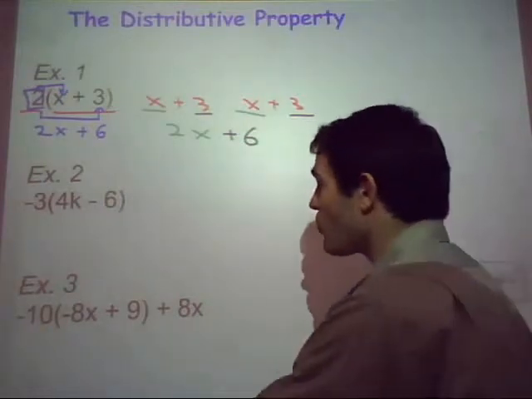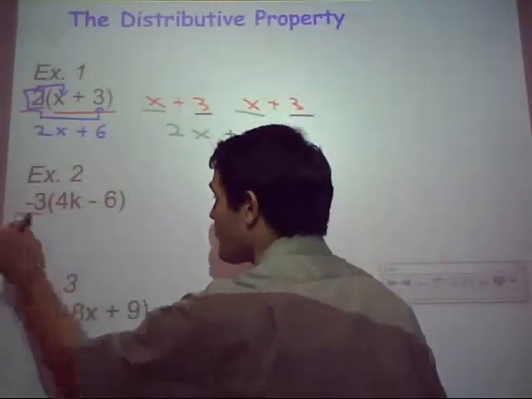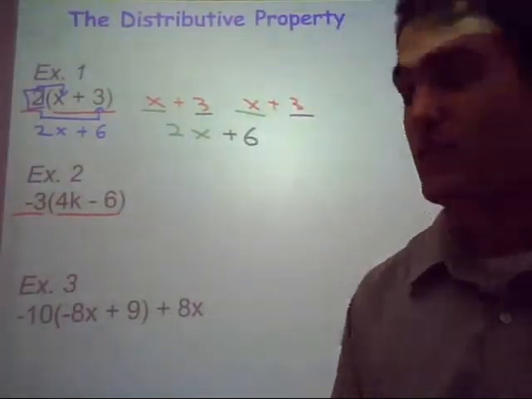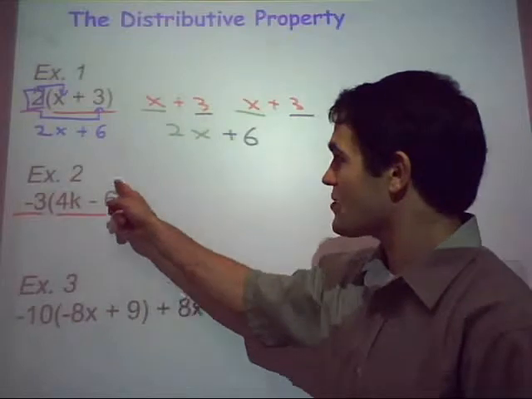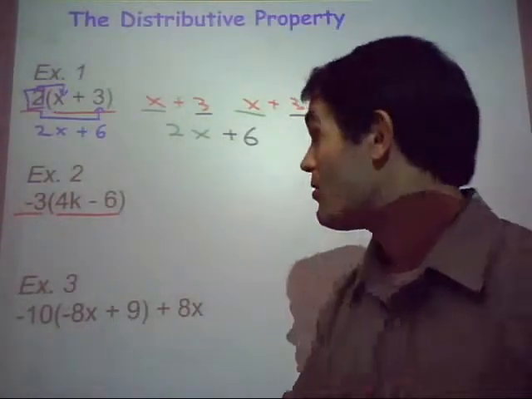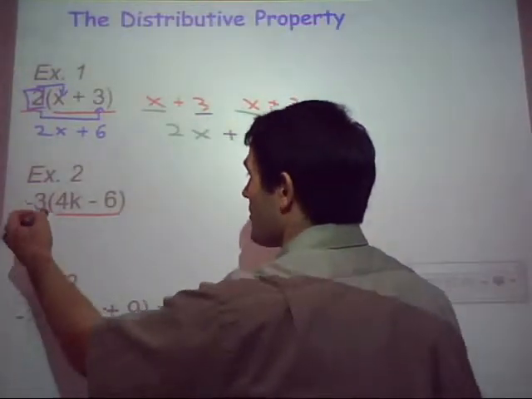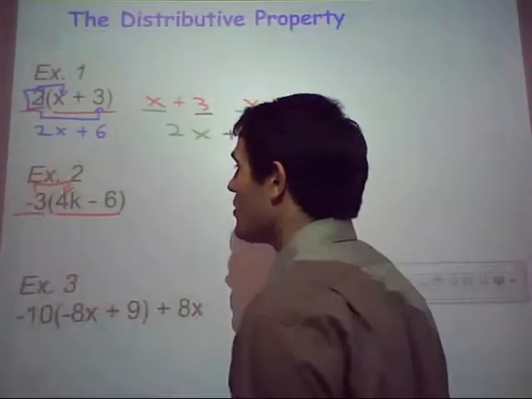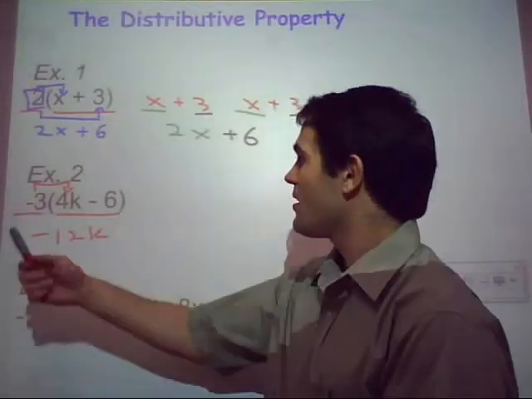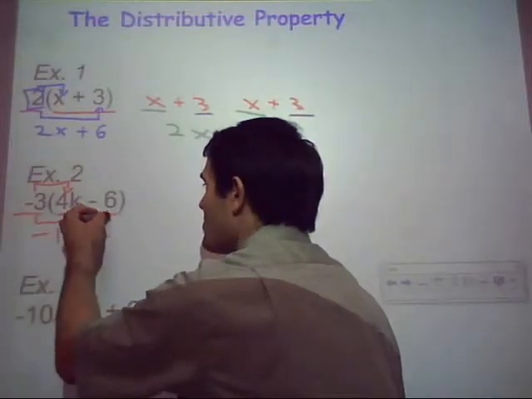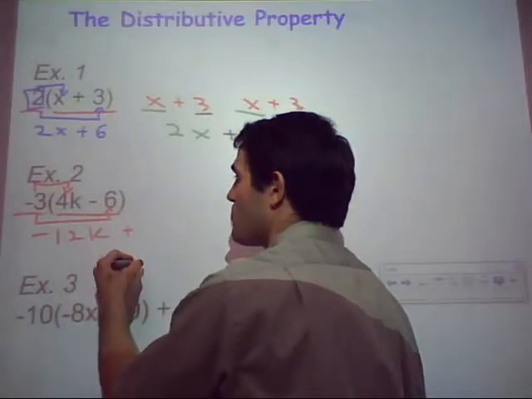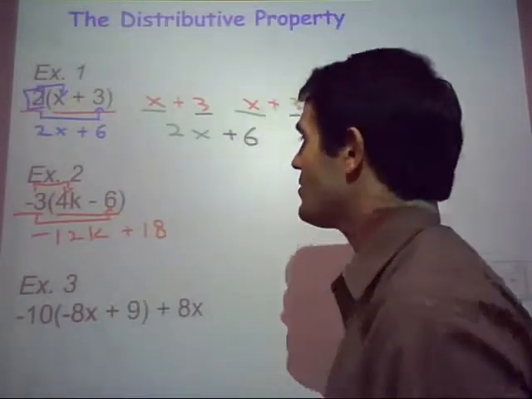This time, I am multiplying negative 3 times the quantity 4k minus 6. That means everything inside the parentheses is being multiplied by negative 3. Be very careful with your negative signs. Negative 3 times 4k is negative 12k. Secondly, negative 3 times negative 6. Negative times negative is a positive, so this is plus 18.